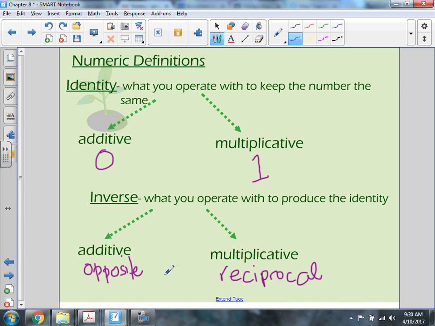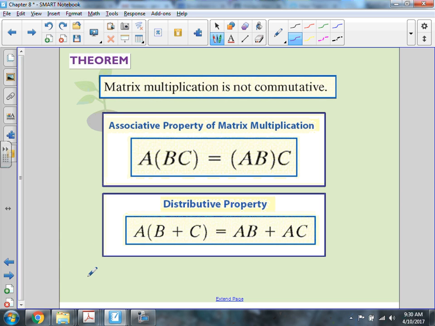So we have these two concepts. Identity is what you operate with to keep the number the same, and then inverse is what you operate with to produce the identity. And we have these same concepts with matrices. Also, we need to talk about matrix multiplication.